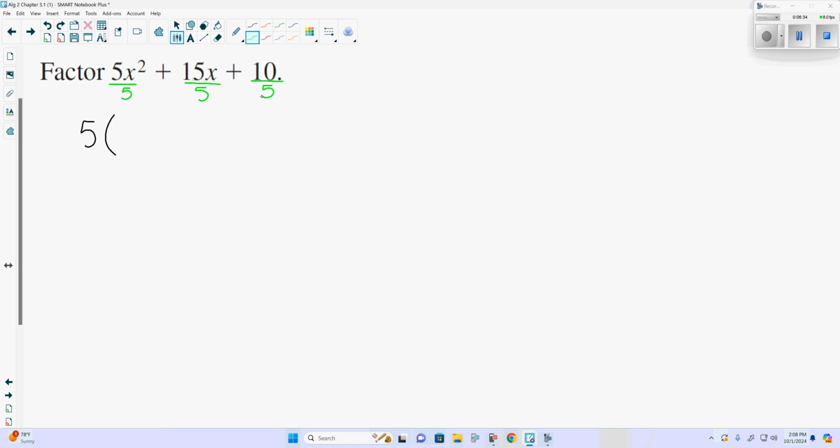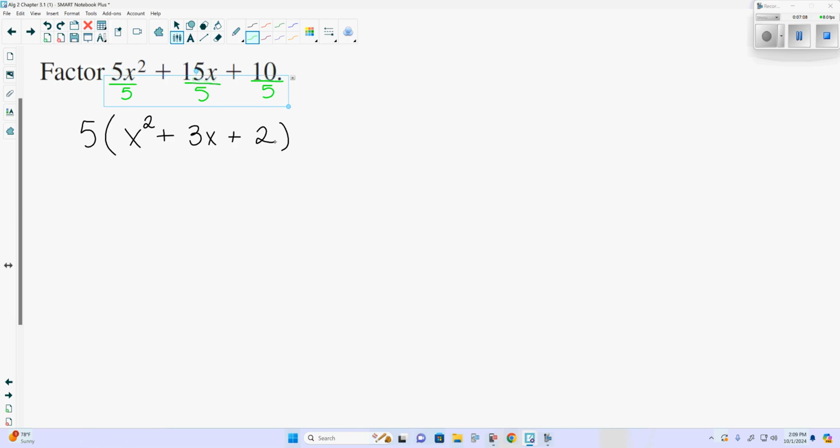So 5x squared divided by 5 would be x squared, because the 5 divided by 5 is 1. So we really have 1x squared, or just x squared. 15x divided by 5. Well, still be positive. We still have x. 15 divided by 5 is 3. So we have 3x. Plus 10 divided by 5 is 2.